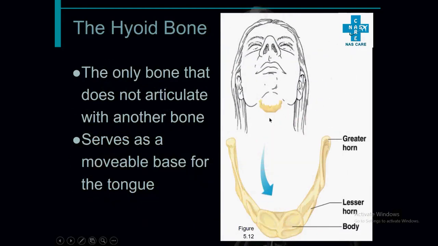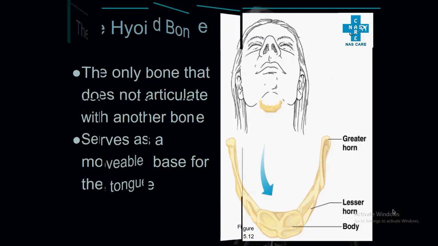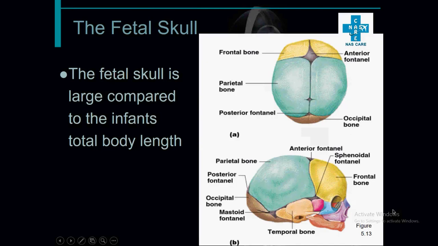Our hyoid bone is the only bone that does not articulate with another one. It serves as a movable base for the tongue. Here, see, and we zoom in here: greater horn, lesser horn, and this is the body. The fetal skull is large compared to the infant's total body length. You see in these pictures the frontal and parietal bones, the posterior fontanel, and this is the side view of it.